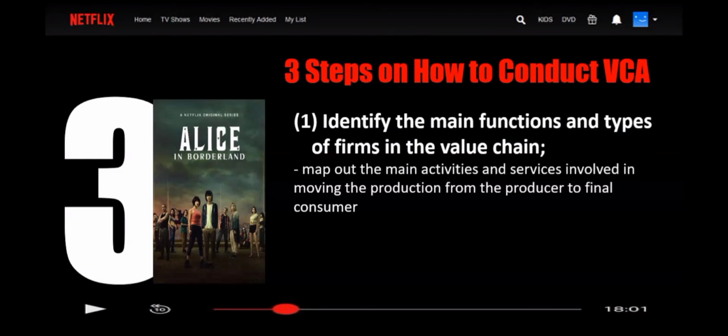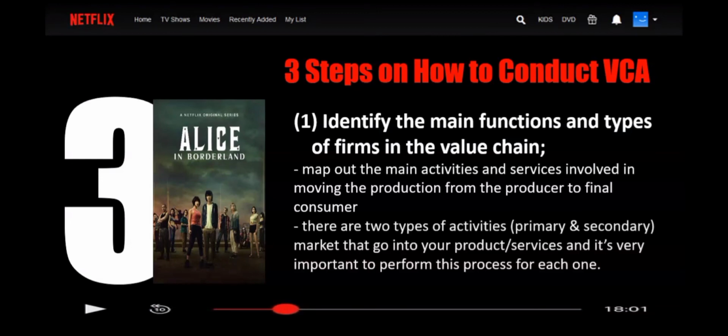We should also understand that there are 2 types of activities, and these are primary and secondary, that go into your product or services, and it is very important to perform this process for each one. The value of the end product to the end consumer has many components, examples of these are price, taste, convenience, image, and many more. Hence, from the perspective of the value chain, individual firms are competing with each other. The various activities and services adding value to the products are executed by various firms.